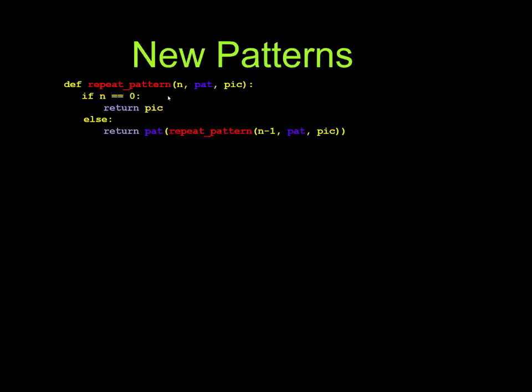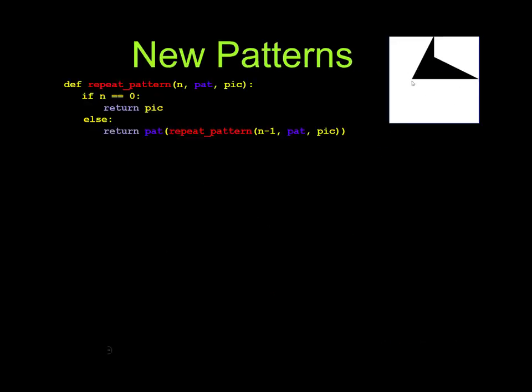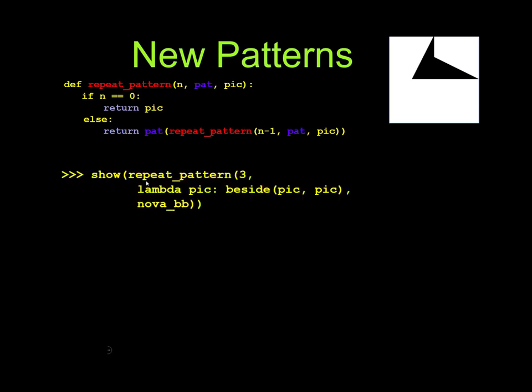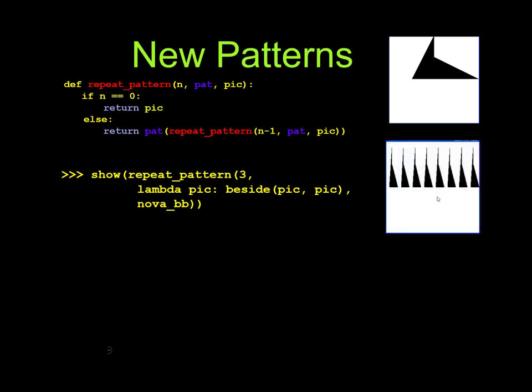Let's see another example using the repeat pattern. In this case, we want to work on Nova. Show repeat pattern 3, n is 3 times. What do we do with 3 times? We want to apply this function 3 times. Instead of the make cross previously, we now have this particular function, and it doesn't have a name. It is just simply lambda. Taking a picture, it returns a picture next to itself because of this beside. And this picture that we are working on is Nova. With this, applying 3 times, we get this picture.